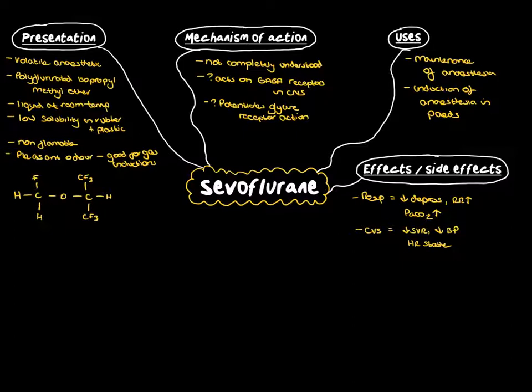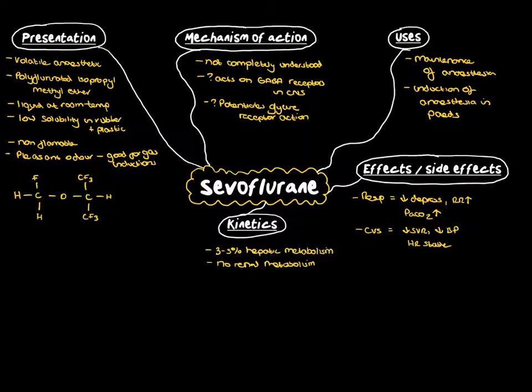When we think about the pharmacokinetics, it's hepatically metabolized. About 3 to 5% is metabolized. There's no renal metabolism with sevoflurane. Predominantly it's metabolized by cytochrome P450 and the subtype is 2E1. It is known in certain contexts to produce an inorganic fluoride, which has been shown to be renotoxic in certain circumstances, but the evidence surrounding that in humans is relatively low.